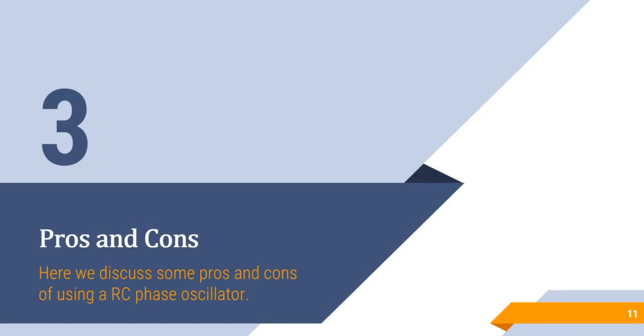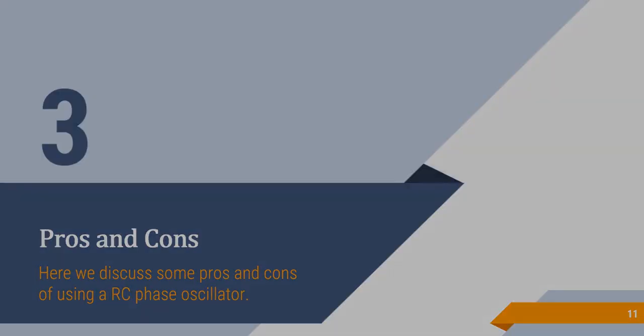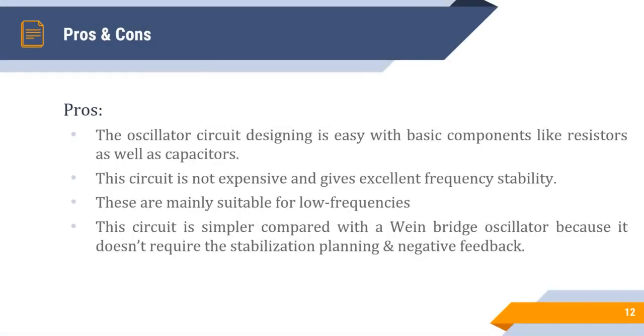Now let us discuss the pros and cons of the RC phase oscillator. Pros: the oscillator circuit design is very easy with basic components like resistors as well as capacitors. The circuit is not expensive and gives excellent frequency stability. These are mainly suitable for low frequencies. This circuit is simpler compared with a Wien bridge oscillator because it doesn't require stabilization planning and negative feedback.